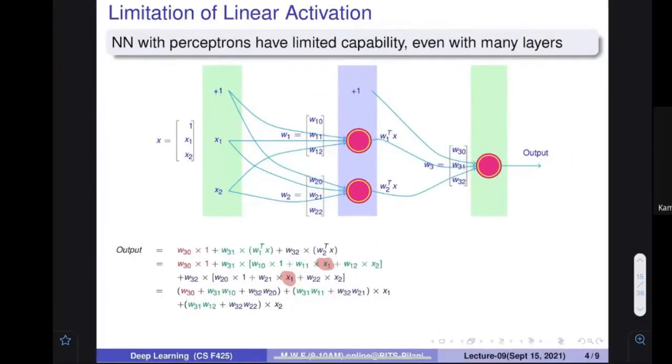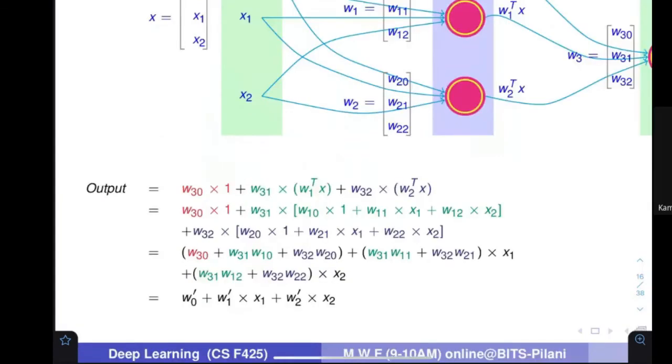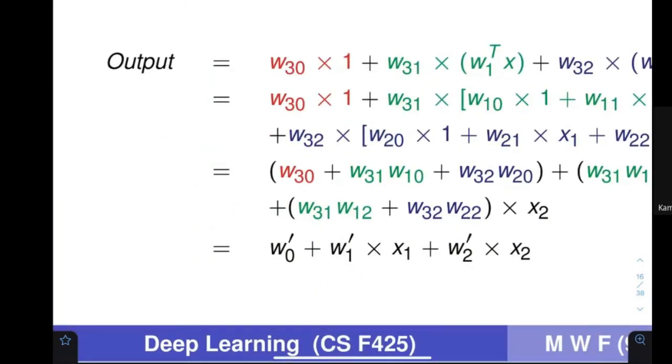Okay, because ultimately we just want to understand that there is some weight, and it is going to be multiplied with the input and we are going to get the output. Okay, what do I mean by this? Very important line: there is some value, then there is another value that is multiplied with x1, and another value that is multiplied with x2.